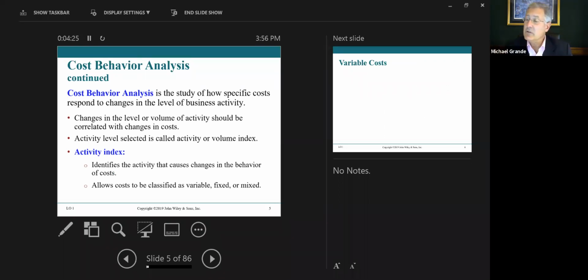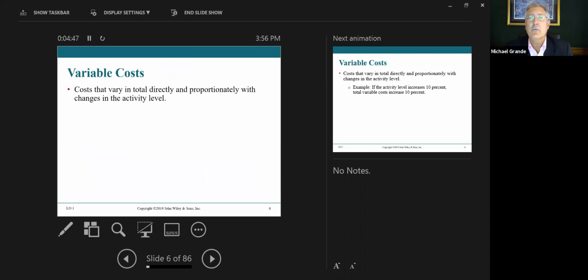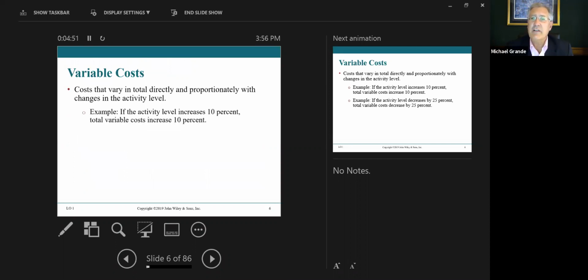For example, direct materials. Direct materials is a classic example of a variable cost. It has a constant cost per unit, and the total cost depends upon the number of units we sell. The more units we sell, the higher our direct materials costs will be. So what are variable costs? Costs that vary in total directly and proportionately with the changes in activity level.